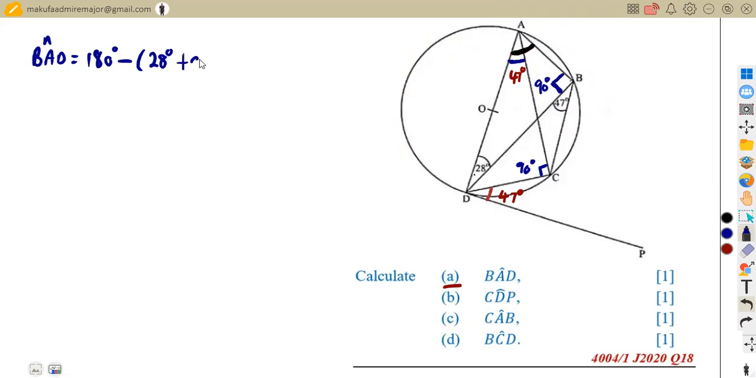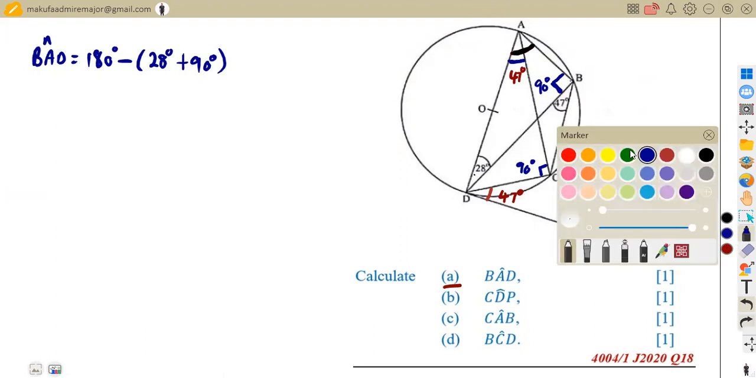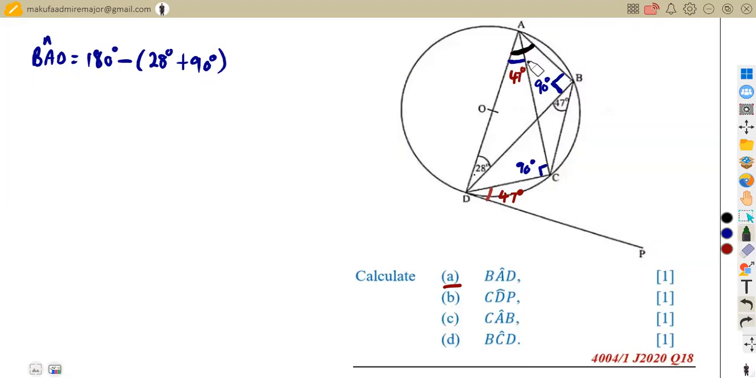Since we are to calculate the whole angle at A, we are not involving this 47. If you include this 47, you are going to remain with this piece here. So after finding this piece, you are going to combine these two. That is what you're going to do.